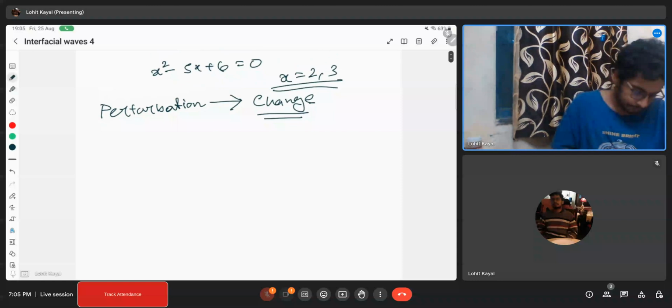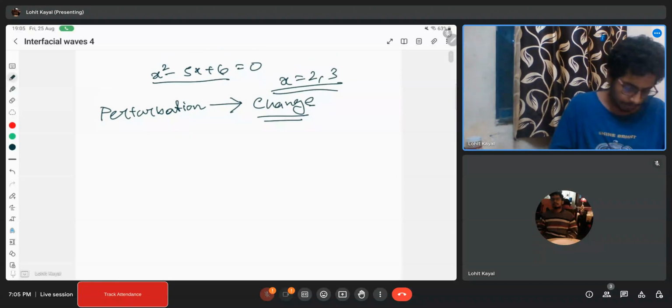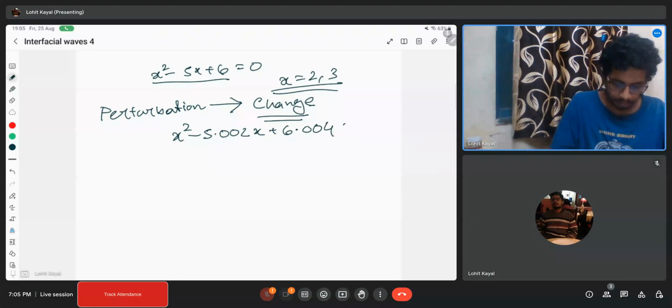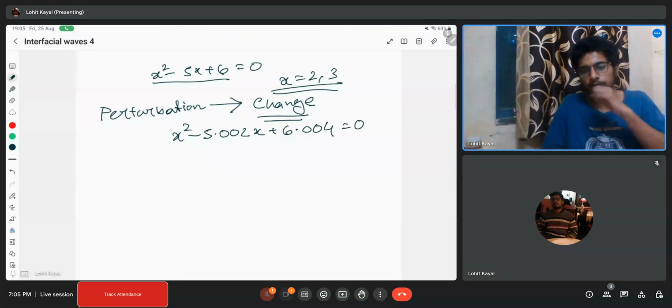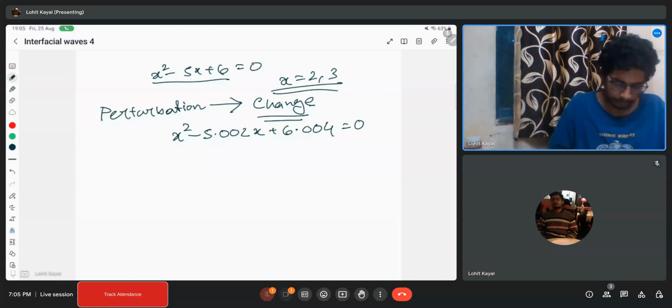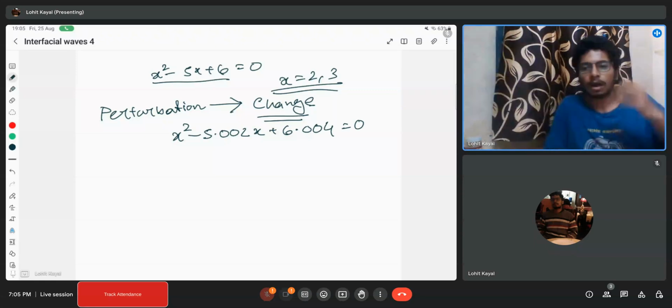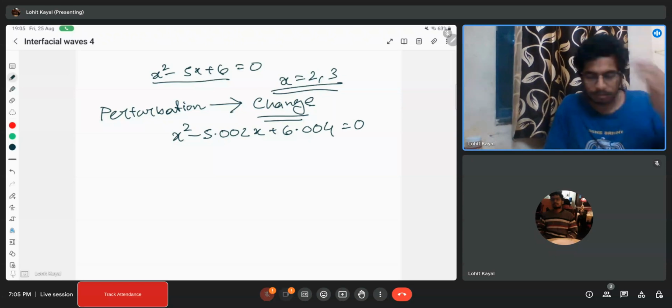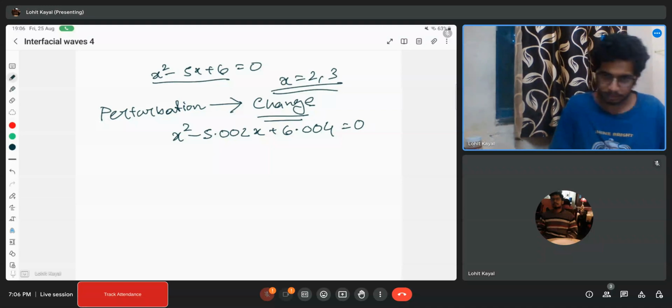So, how to interpret this? Suppose this is your equation, right? Now, if your equation is x square minus 5.002 x plus 6.004 equal to 0, you are told to find the solution for this. What you can always do is just apply the formula and find the solution. But suppose we don't do that, so how can we write this?